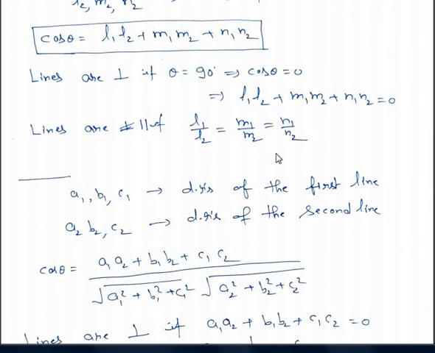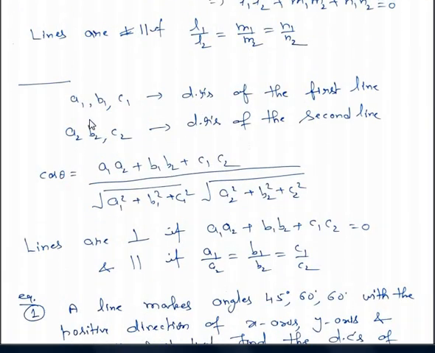In terms of direction ratios, if A1, B1, C1 are direction ratios of the first line, A2, B2, C2 are the direction ratios of the second line, then cos theta is given by A1 A2 plus B1 B2 plus C1 C2 upon under root of A1 square plus B1 square plus C1 square into under root of A2 square plus B2 square plus C2 square.